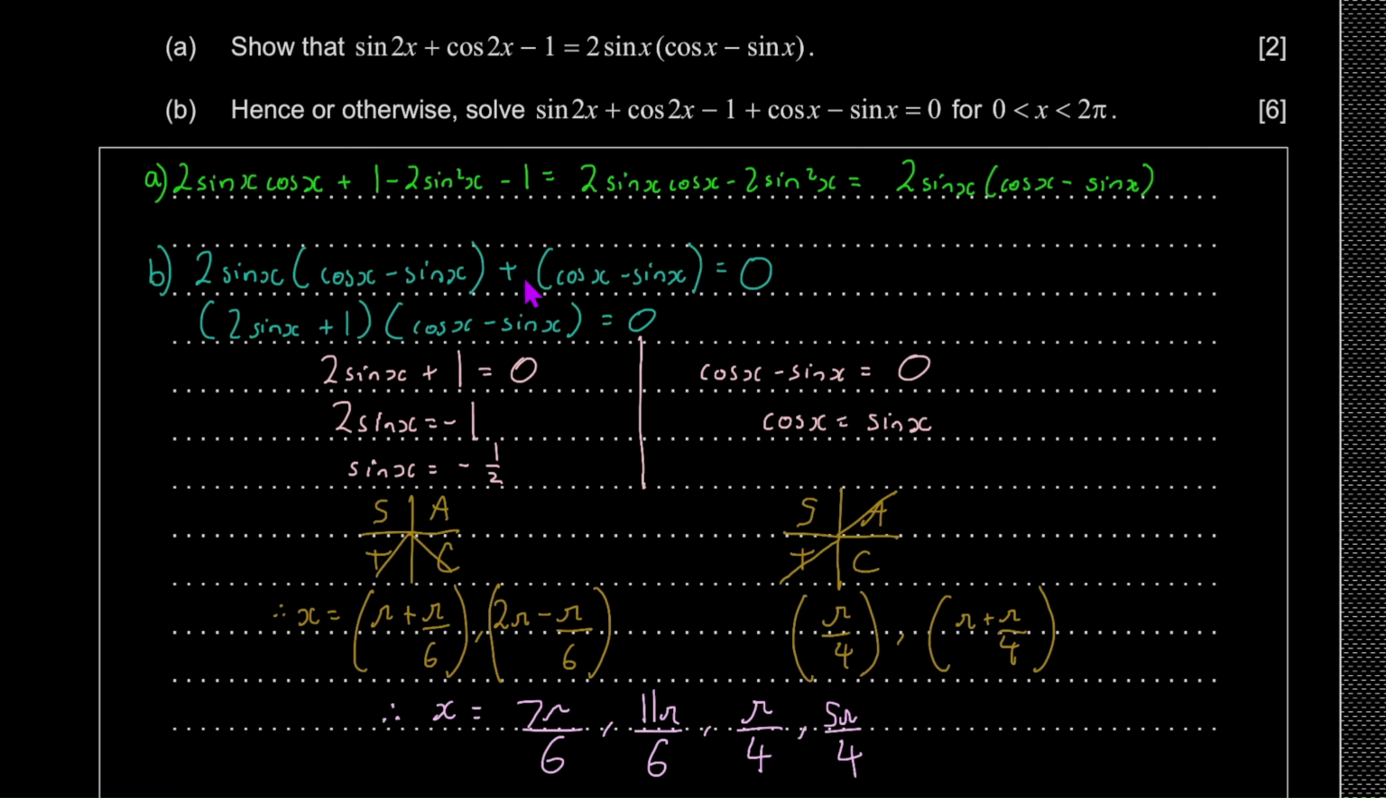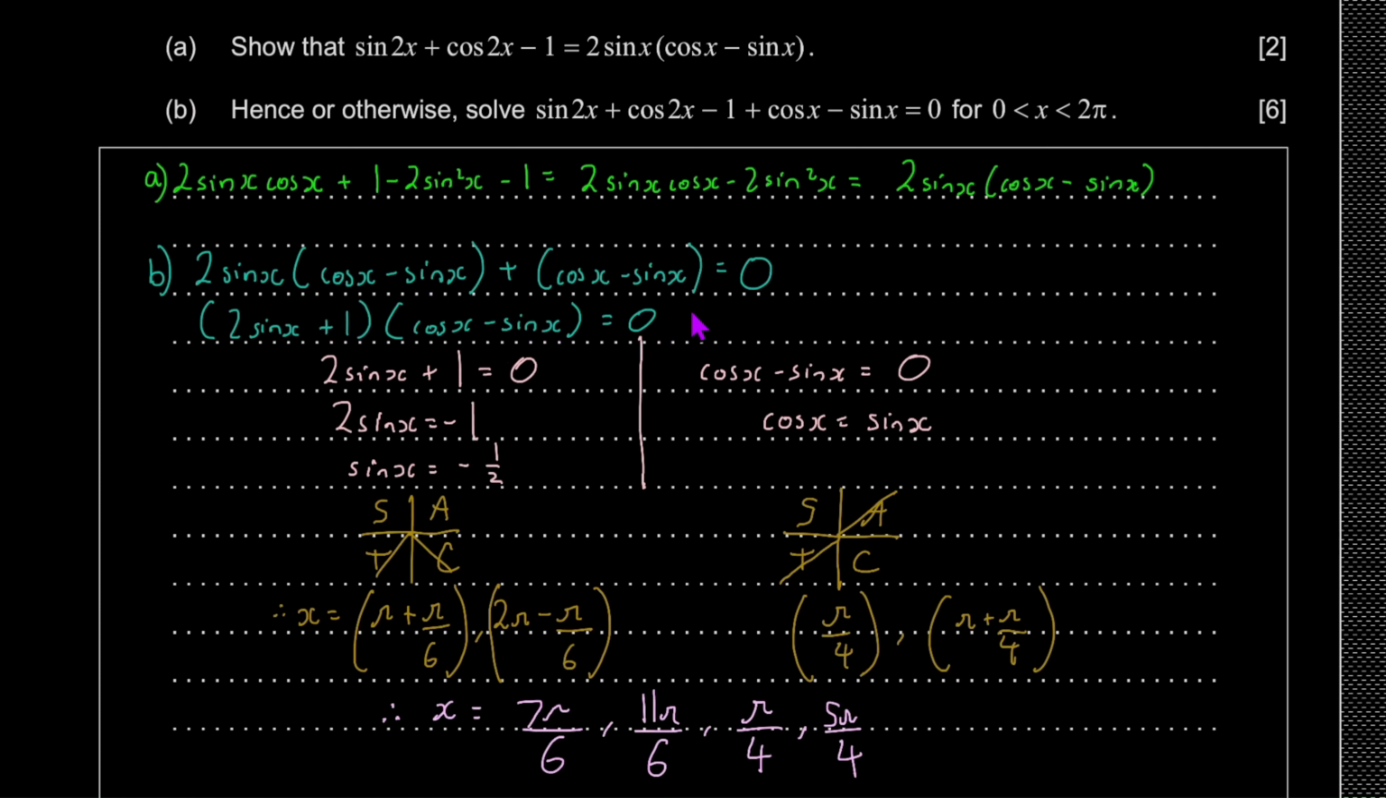Remember that for you to factor out anything, you must find them common in both of your terms or in the number of terms that you have in your equation. So over here, since we have 2 sin x into cos x minus sin x plus cos x minus sin x, the term cos x minus sin x is common in this equation. So we can factor out cos x minus sin x and remain with 2 sin x plus 1 because this is being multiplied by 1 times cos x minus sin x equals 0.